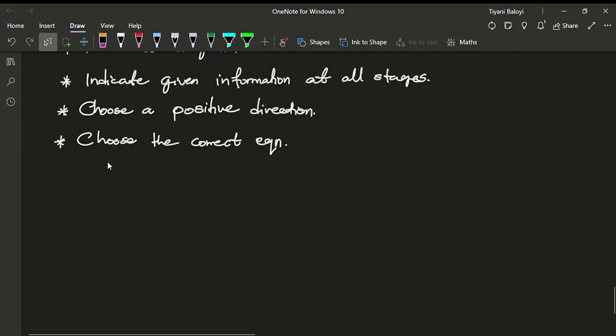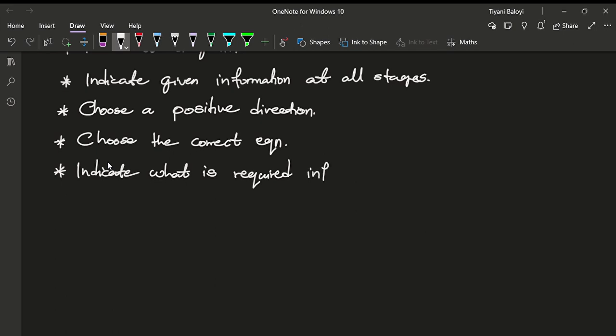So this goes along with indicating what is required, or desired information. This is what you find from the equation, for example, calculate time. This allows you to choose the correct equation along with the given information. So that's what you have.